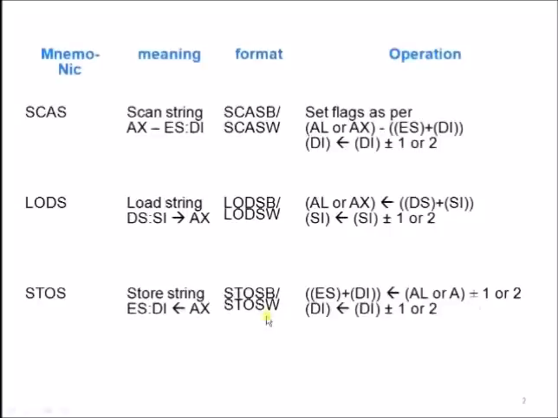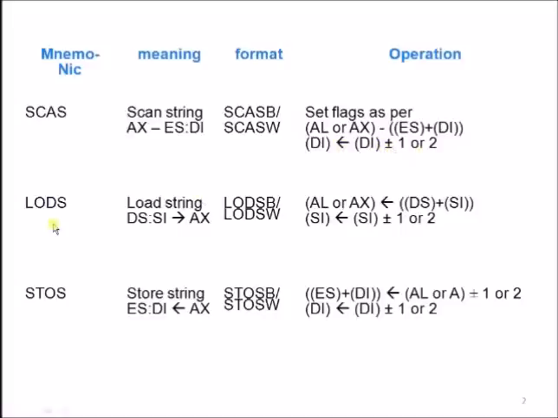Now we have SCAS, which is mainly used for searching an element. The search element must be stored inside the AX register. Whenever this instruction is executed, the content pointed to by the destination is subtracted from the AX register. After that, DI is incremented or decremented by 1 or 2.